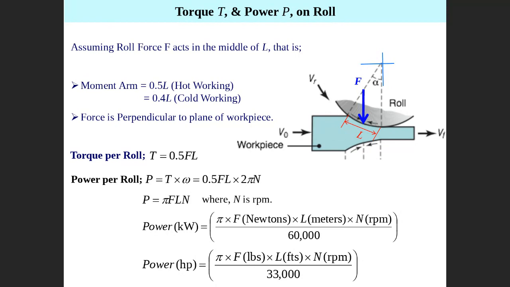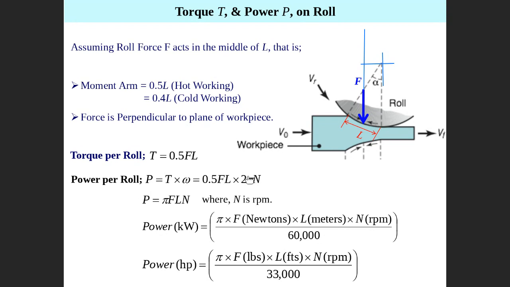Because the torque equals, if you look, this is a force. Torque equals F R. What is R? The radius, which is the torque arm. This is the force. They find that the torque arm here is equal to 0.5 L. So the torque equals 0.5 L F. This is the torque required to do the deformation process in rolling. Then power equals T omega. The power needed equals torque multiplied by omega, which is 0.5 F L multiplied by omega, 2 pi N.